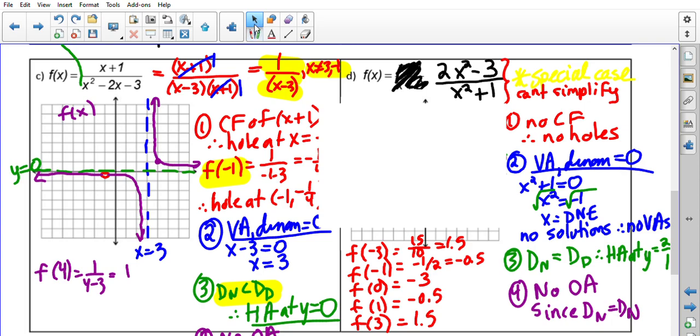Oh, sorry, let me just fix that there. The degree of the numerator is equal to that of the denominator. So that should be a D there.